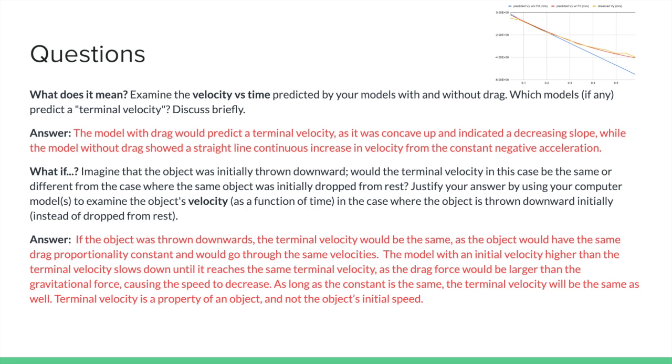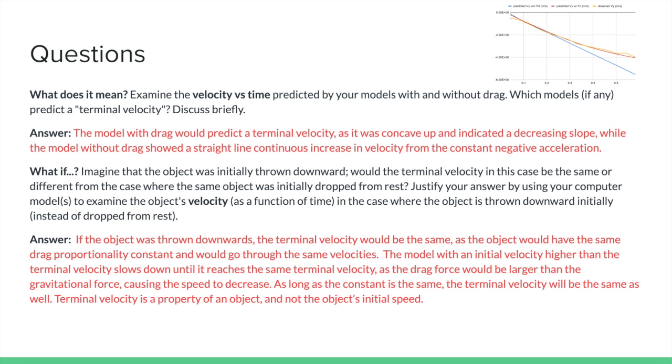Before the lab, we were asked two questions. The first question was to observe the velocity versus time graph predicted by the models, with and without drag, and to predict which model would have a terminal velocity. The answer to this is that the first model would not have a terminal velocity because it is a straight line model and does not account for drag force, and the second model that has drag force will, because it is concave up and levels off at some point, meaning that it would have a terminal velocity at some point.